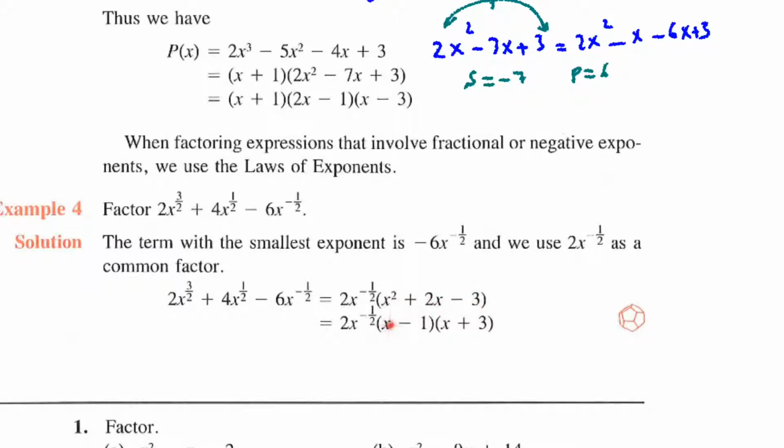x² + 2x - 3 is (x - 1)(x + 3). Therefore, the expression is 2x^(-1/2)(x - 1)(x + 3).